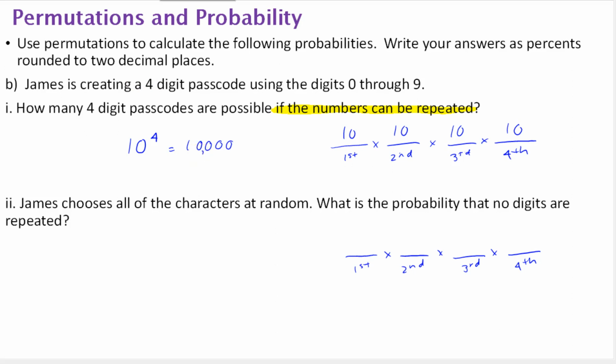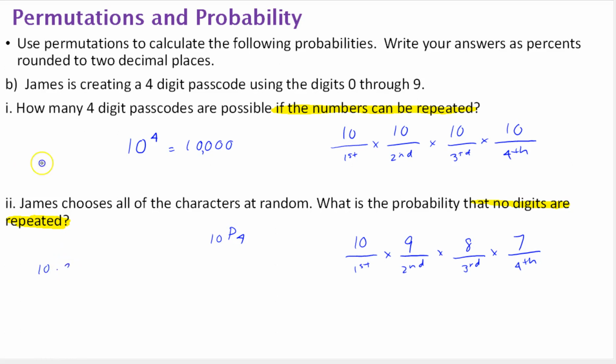Now the next part is a probability, and it asks, James chooses all of the characters at random. What is the probability that no digits are repeated? So not repeating digits, that means, just like with our last permutation, we have 10 digits to start for our first digit. But now for our second digit, we have one less choice, 9, then we have 8, then we have 7. So this in permutation notation is 10P4, the number of permutations of 10 things taken 4 at a time. Let's write this as a ratio.